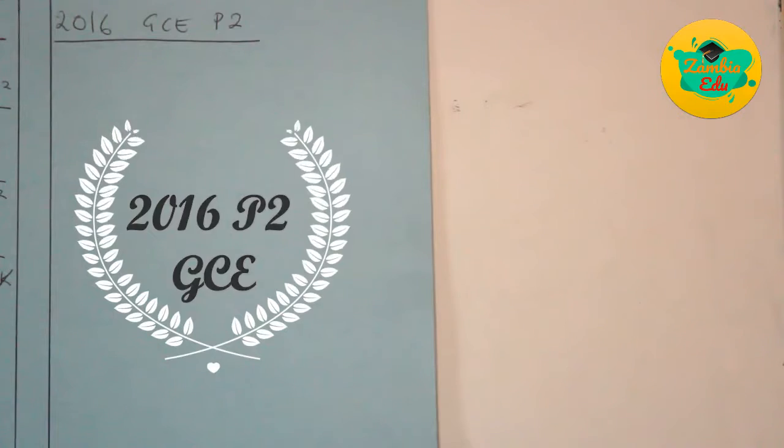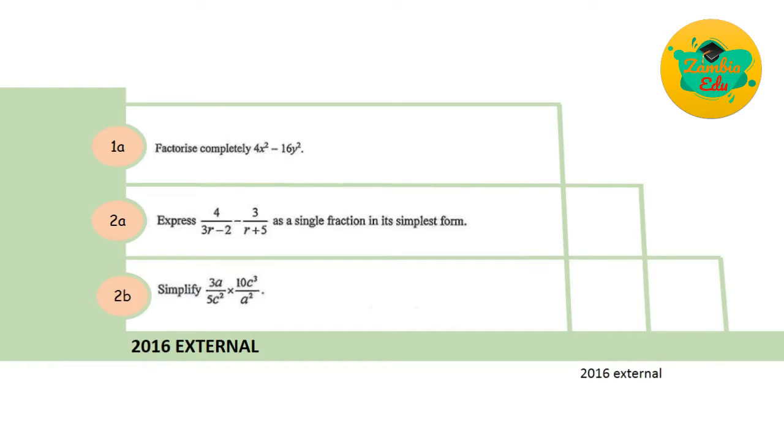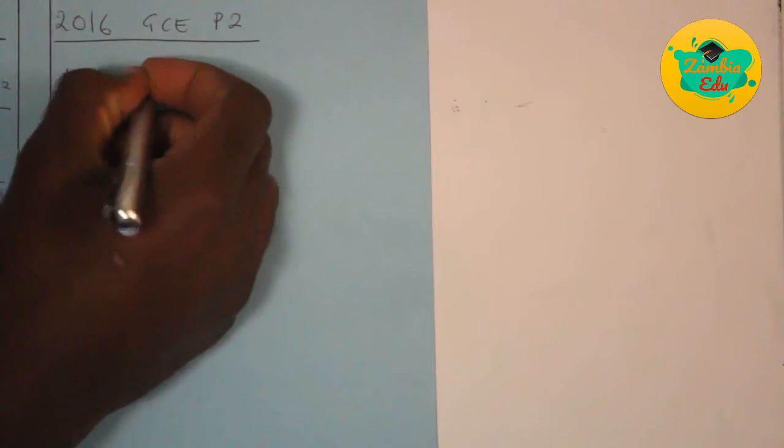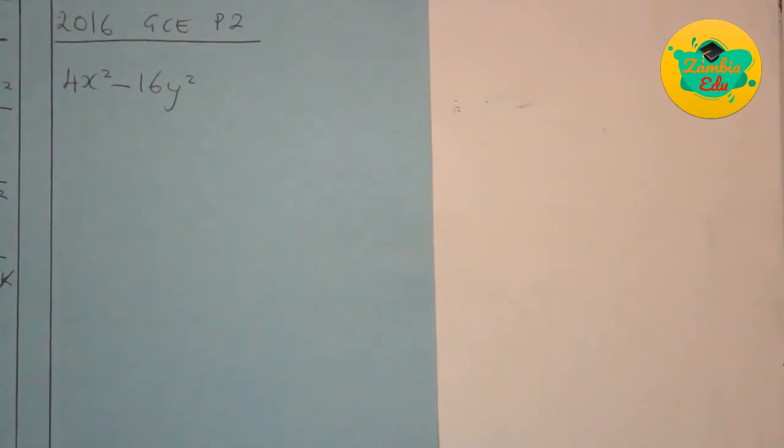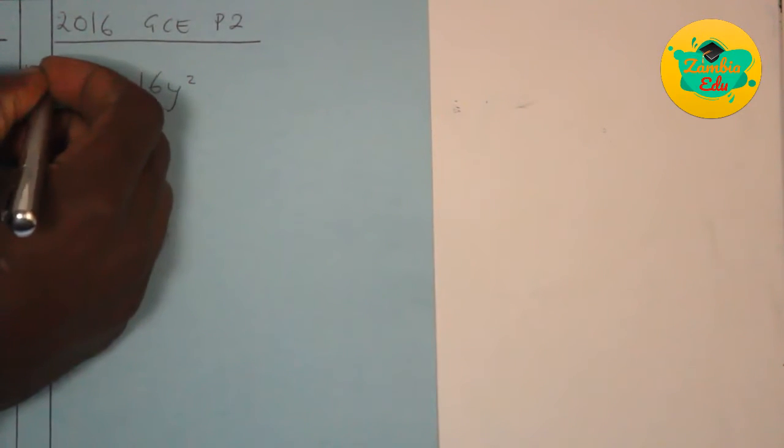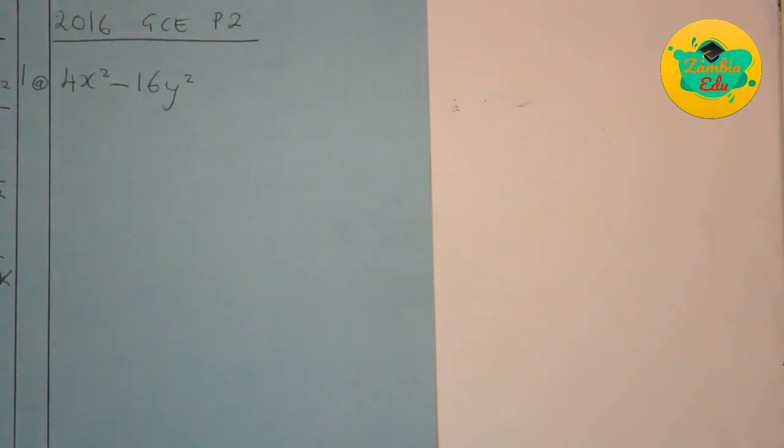GCE paper 2. The first question was on algebra, question 1a, which says factorize completely 4x squared minus 16y squared. So what we are putting into consideration is 4x squared minus 16y squared. I have to indicate we are dealing with question 1a. When you look at that question, one of the things you notice is that it is a difference of two squares. So you treat it as such.